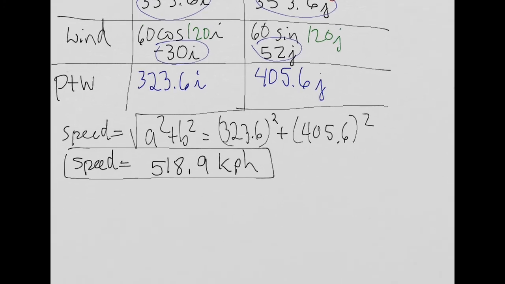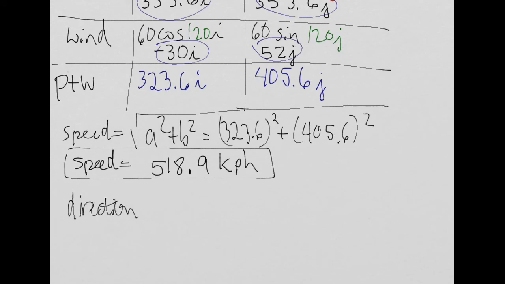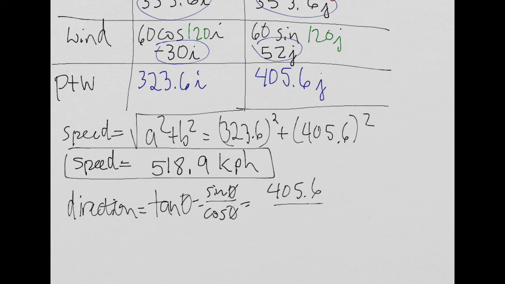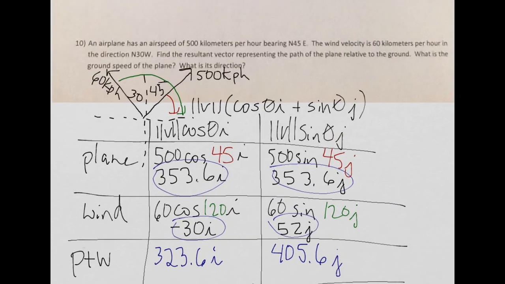Now I need to find the direction angle, the direction. Alright, so that formula is tangent theta equals my sine divided by my cosine. Well, my sine is the one that's in front of my j, so that's 405.6 divided by my cosine, 323.6. And then don't forget to get the angle, I need to do inverse tangent, so I get my answer to be 51.4 degrees.